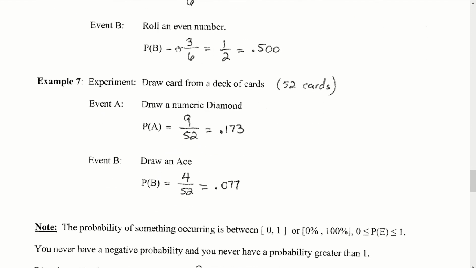The probability of rolling an even number, well, there's 3 even numbers on the die. You have the numbers 2, 4, and 6. That's 3 outcomes out of our sample space of 6, which would give us a probability of 1 divided by 2, which is a half.